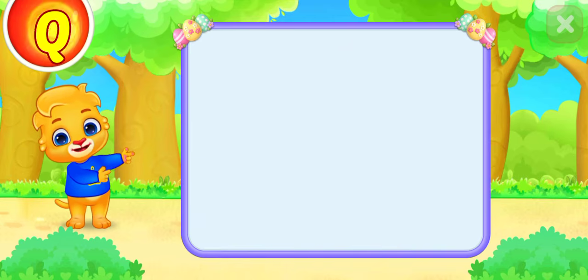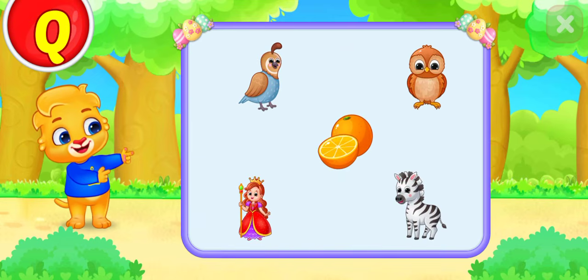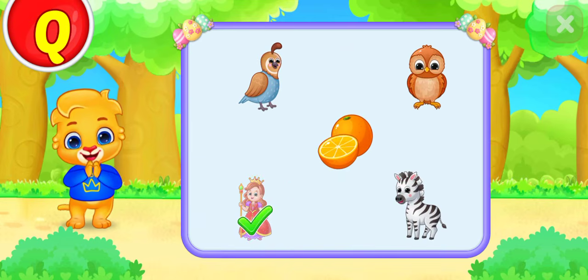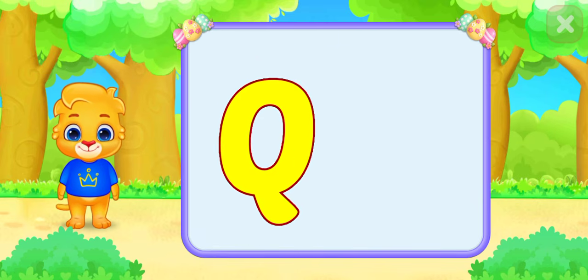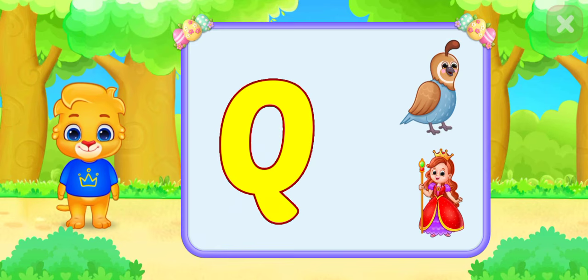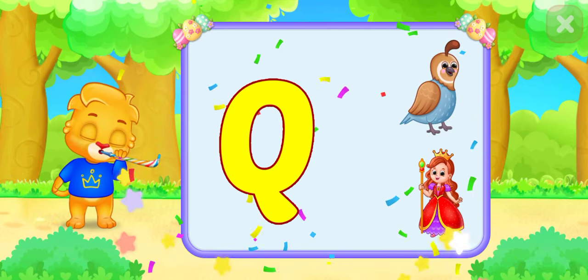Tap the picture that starts with letter Q. Q is for quail. Q is for queen. Well done.